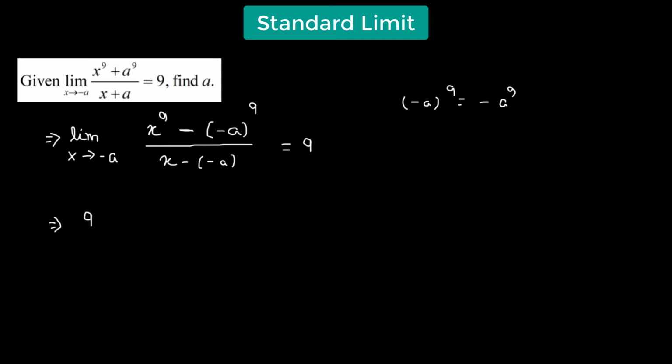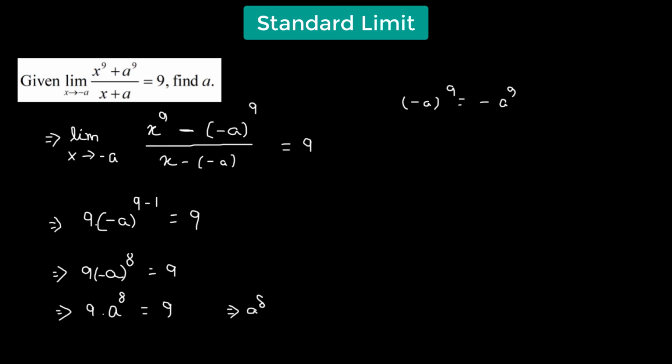So we have n times a raised to the power of n minus 1, which is equal to 9, which will give us 9 times negative a raised to the power of 8 equals 9. 8 being an even number, we'll get a positive number here, which is equal to 9. So that gives us the value of a raised to the power 8 equals 1. Solving for a, we can have two values, positive 1 and negative 1.